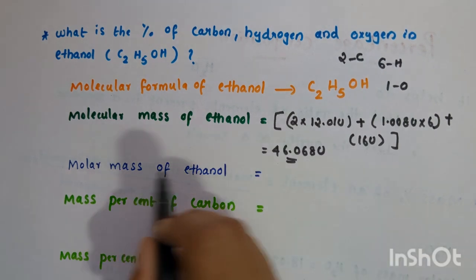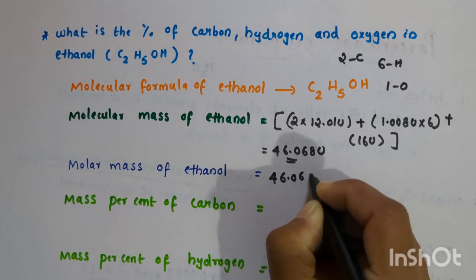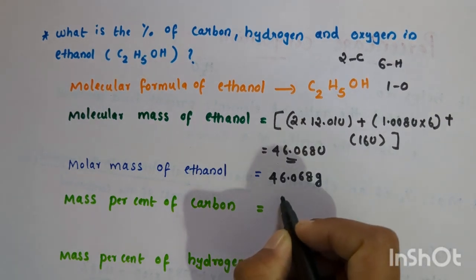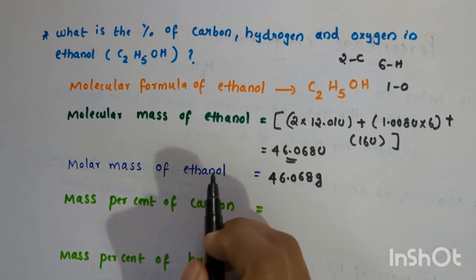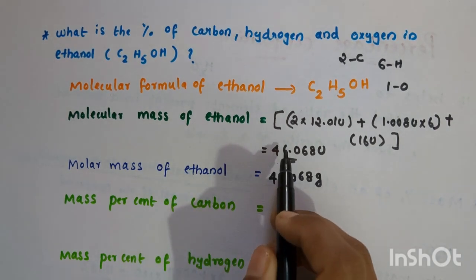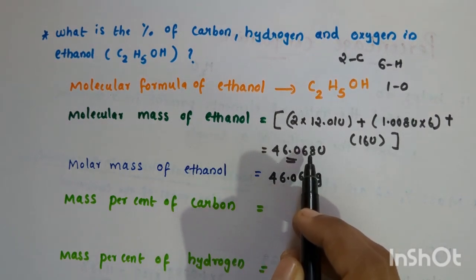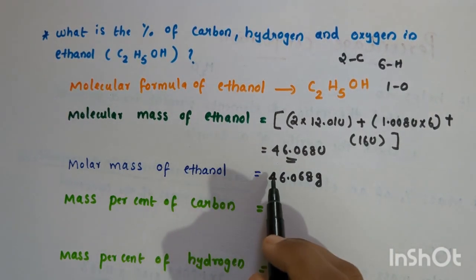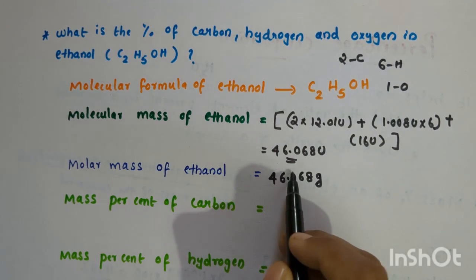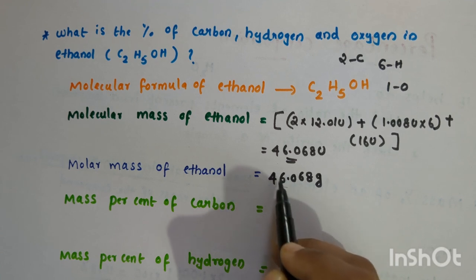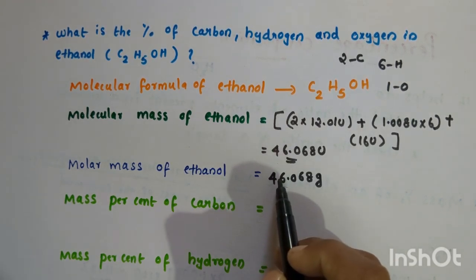Now, what about the molar mass of ethanol? The molar mass of ethanol will be 46.068 gram. The molar mass in grams is numerically equal to the molecular mass in U. So, the molecular mass of ethanol is 46.068 U, and the molar mass of ethanol will be 46.068 gram. The number will be the same.